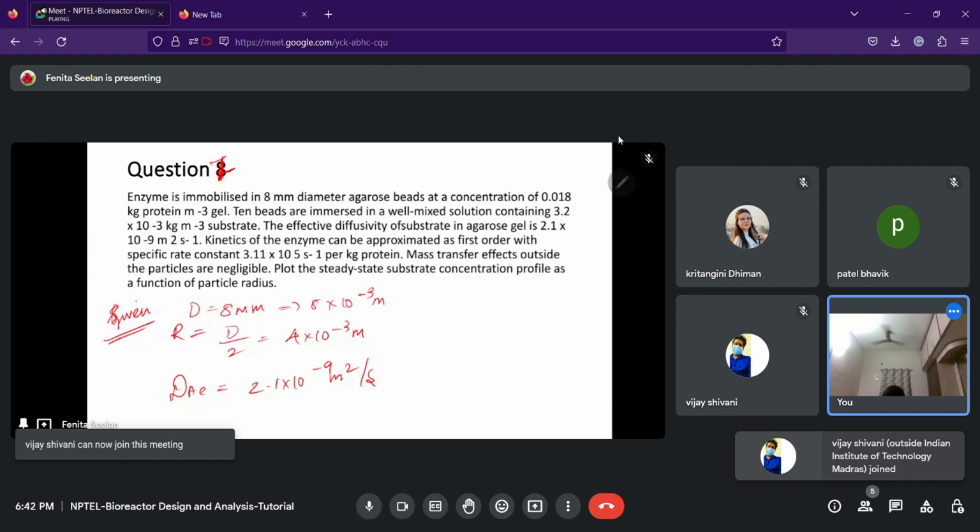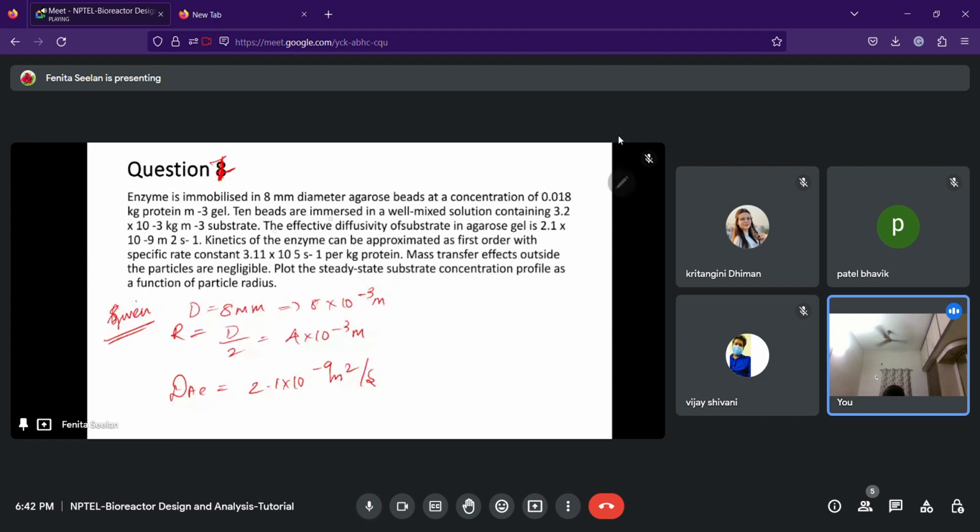So the enzyme is immobilized in 8 mm diameter gel beads at a concentration of 0.018 kg of protein per meter cube of gel, and 10 beads are immersed in a well mixed solution containing 3.2 into 10 power minus 3 kg per meter cube of substrate. So the amount of substrate is given, and the number of beads, 10, is also given. The effective diffusivity is 2.1 into 10 power minus 9 meter square per second.